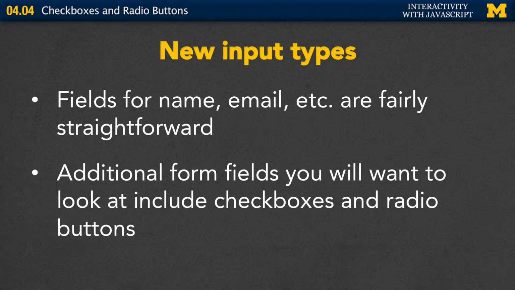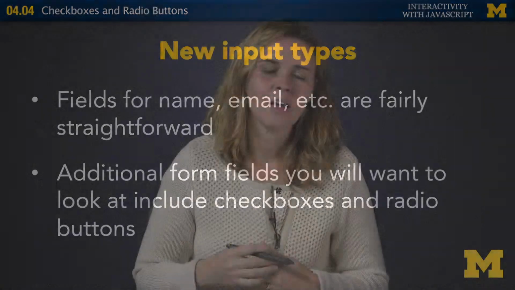However, there are some additional form fields that we're going to want to look at, and these include checkboxes and radio buttons. How they differ from the earlier input fields is that they need to be related within the code, because we want to make sure that when we're giving people options, and we send them off later, the computer knows, oh, these are related. So let's take a look, and let's start with checkboxes.